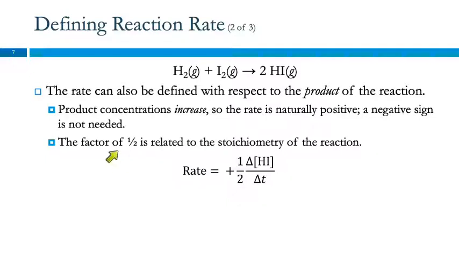So we use this 1/2 because the rate of a reaction needs to be the same regardless of how we're defining it. So if we define it by the product, we're going to say it's 1 over that coefficient, 1/2 the change in HI divided by the change in t. This change in HI, we started with 0 and we went to a larger number. This is positive, and so in this equation, just to emphasize, there's a positive sign there. We don't need the negative sign.